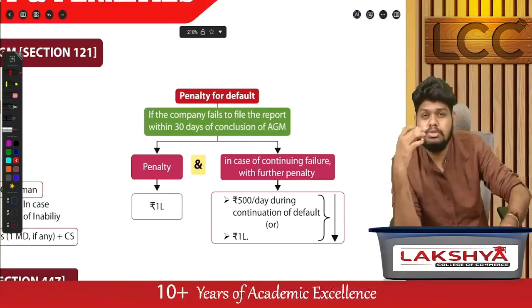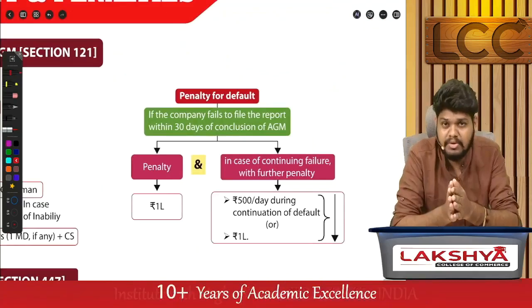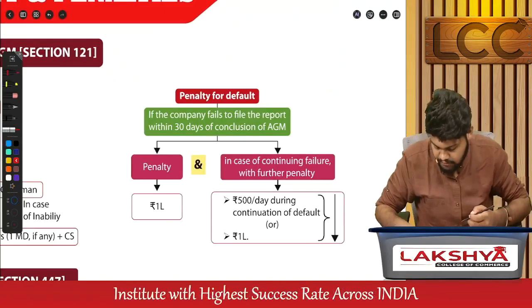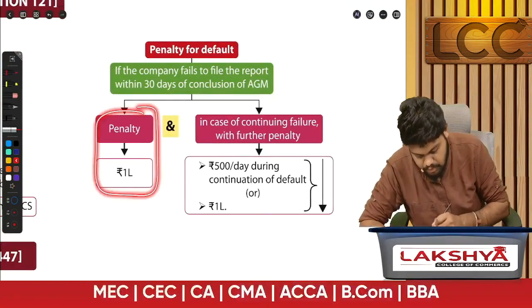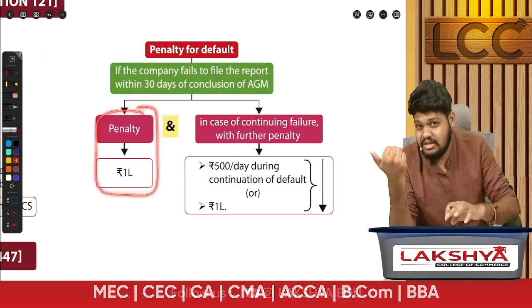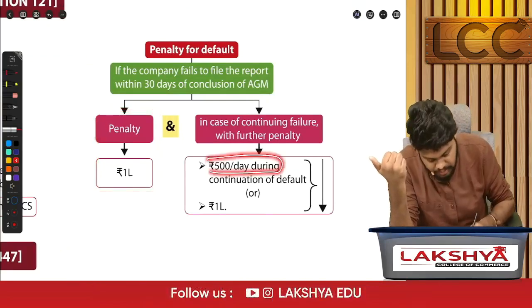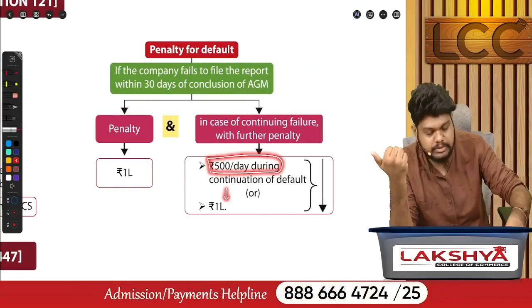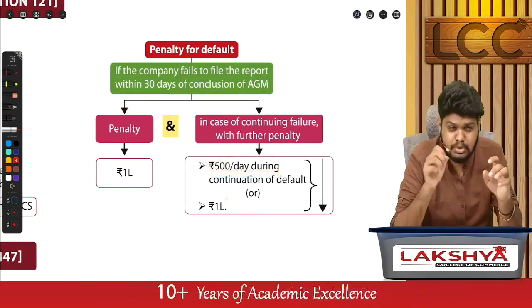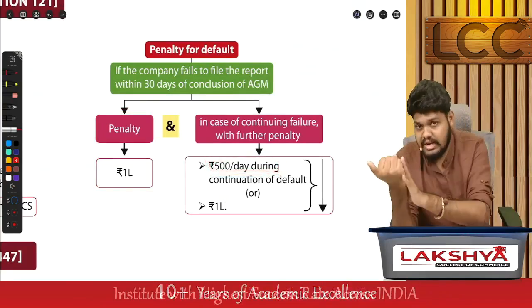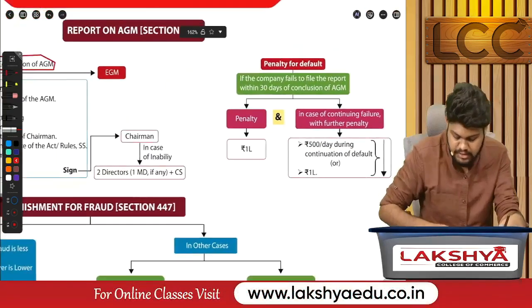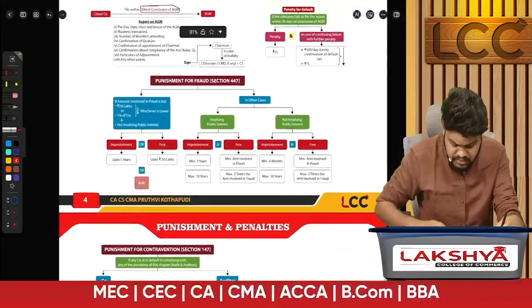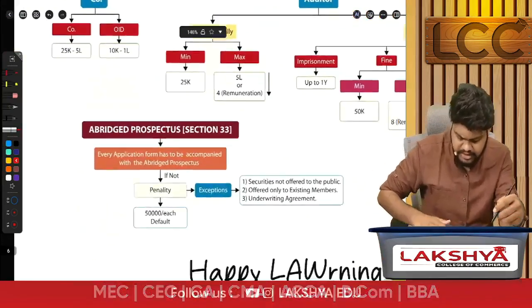So when is the penalty imposed? When the company fails to submit the document within a period of 30 days from the date of conclusion of the meeting. What is the penalty? 1 lakh is the static amount, and rupees 500 per day for continuous default up to a maximum of again 1 lakh.